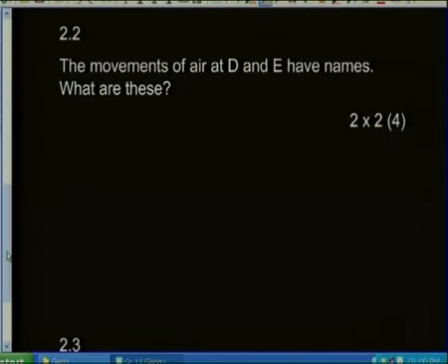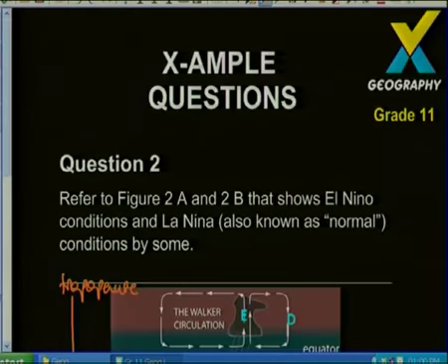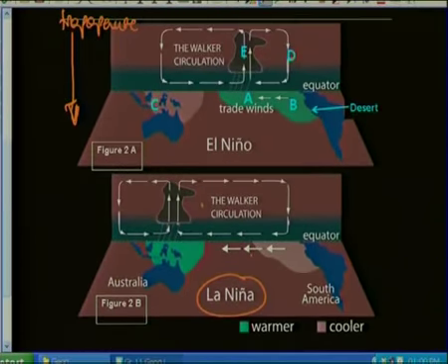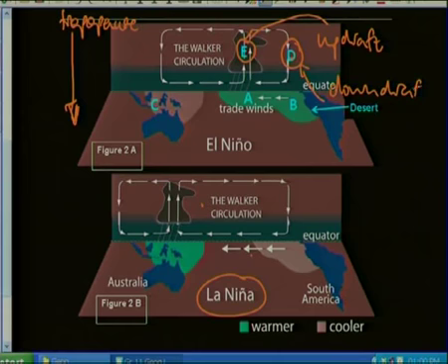Question 2.2. The movements of air at D and at E have names. What are these names? So let's go back to D and back to E. Right, D over here, what do we call it when this air subsides like that? And E, what do we call it when air rises like that? Right, at E, where the air is rising, remember we call that an updraft or convection, whereas at D, where air is sinking or subsiding, we call that a downdraft or subsidence.